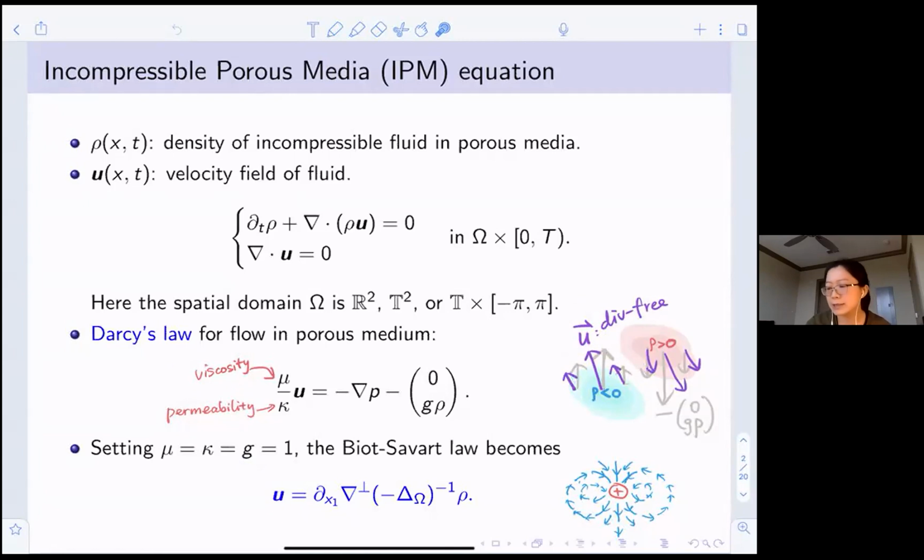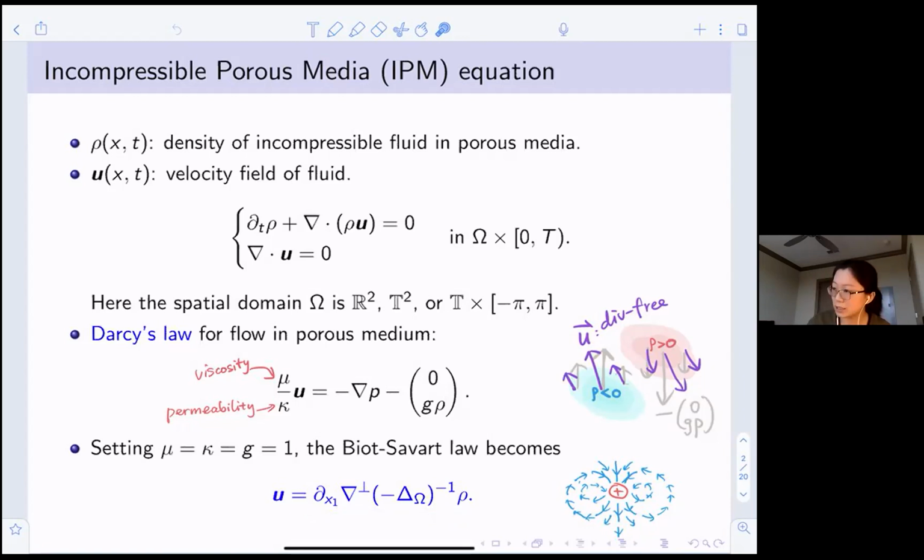Setting the viscosity constant mu, the permeability constant kappa, and the gravitational constant g all equal to 1, we actually have that the velocity field u can be determined by the density rho at each moment from this relationship here, which people usually call the Biot-Savart law, to indicate that this is the rule that the velocity field is determined by the scalar being transported. So that is what the Biot-Savart law is.